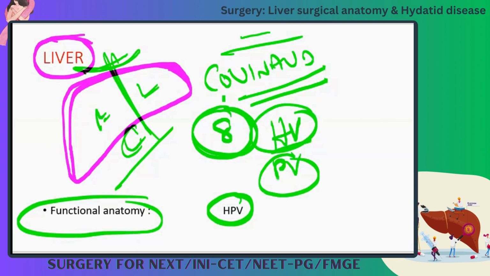Functional anatomy of the liver by Couinaud is given by hepatic vein and portal vein. They'll give you combinations like hepatic artery, hepatic vein, portal vein. So remember HPV: hepatic and portal veins. Clear? Remember?